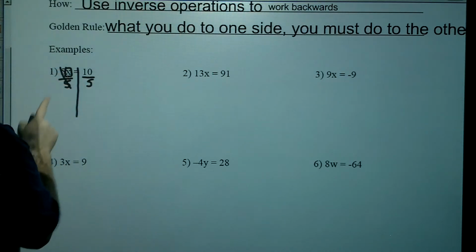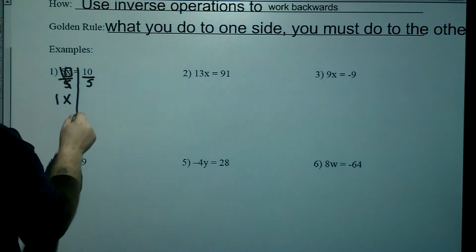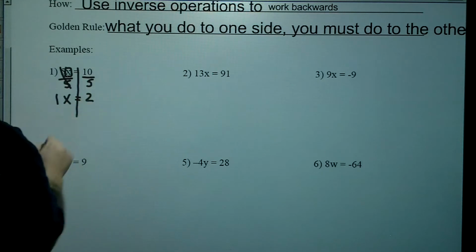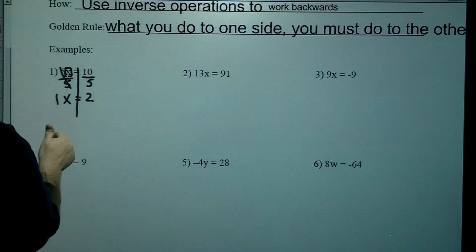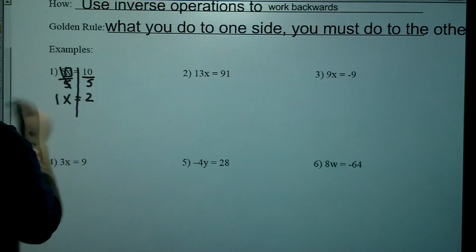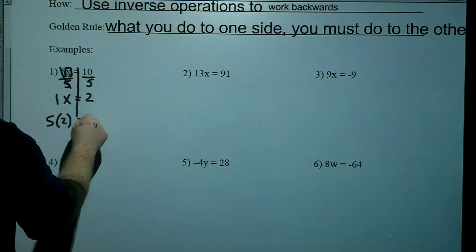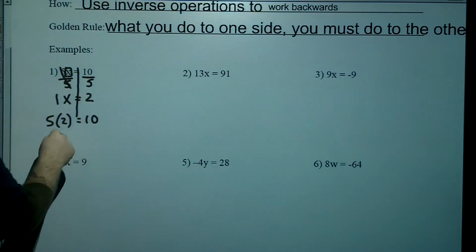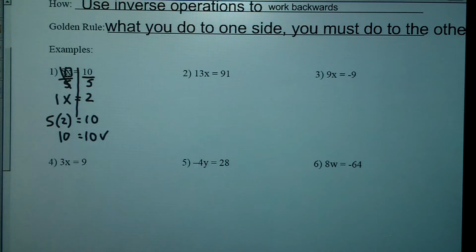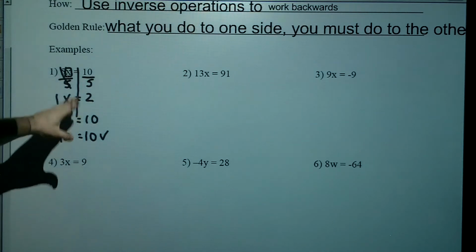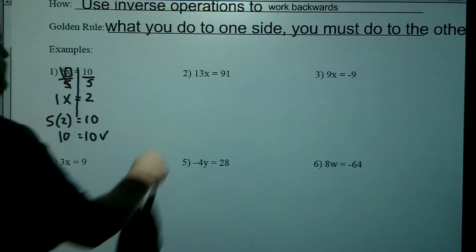5 over 5 is 1. So when I solve this, really there's a 1 in front of the x every time, but I'm not going to keep writing it. I'm just showing you that there is a 1 there, but it's understood to be a 1. So 1x equals 2, that's solved. To check my answer again, I take out x, and I put the 2 in there, and I see if the answer is the same on both sides, and that's true. 10 is 10. So when I plug 2 in here, it's true. That means x equals 2 is the answer.